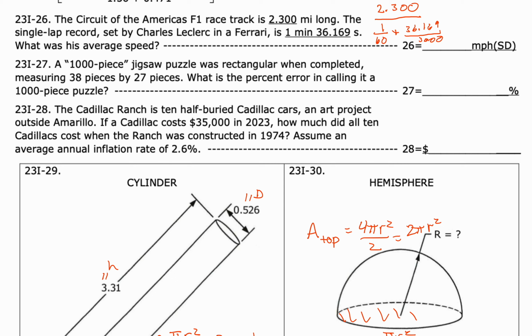We continue. The single lap record was set by Charles Leclerc in a Ferrari, and that time was 1 minute and 36.169 seconds. And so we're going to have to figure out how we are going to write this number with the correct number of significant digits. They want us to find the average speed. And to answer this question, speed is going to be the distance, the 2.300, divided by the time, the minute and 36 whatever seconds.